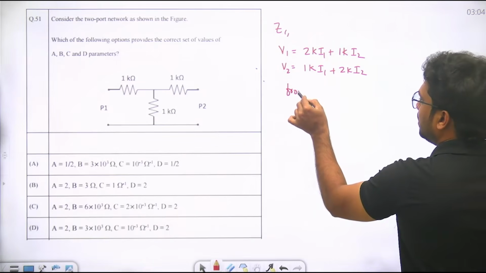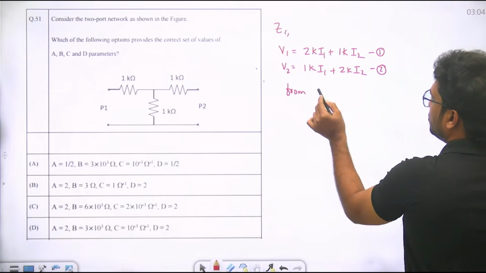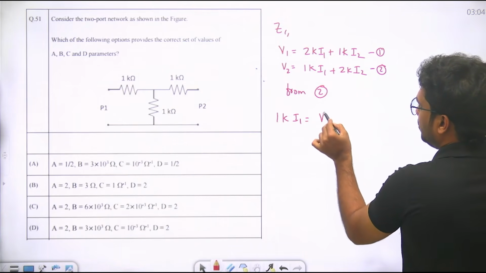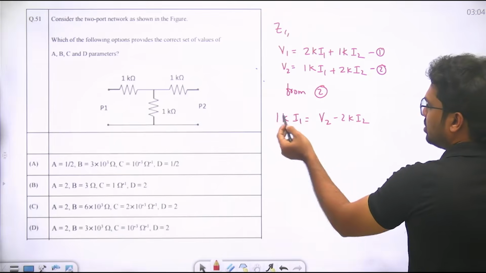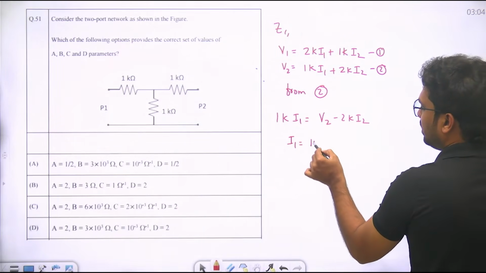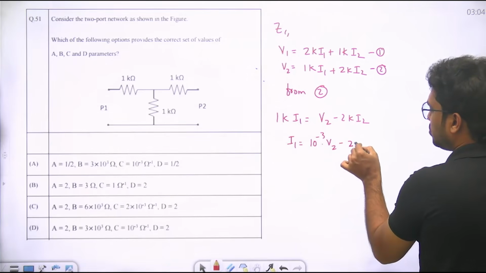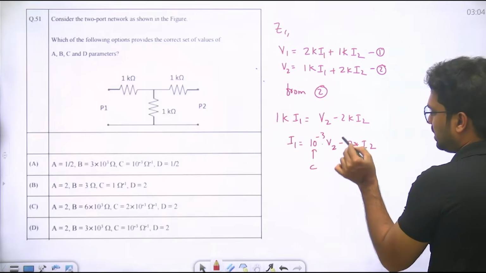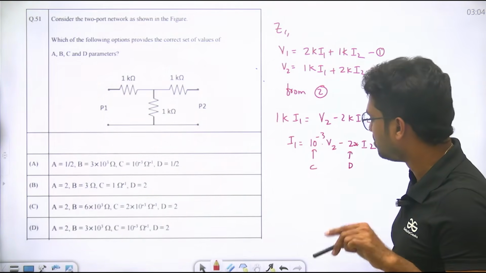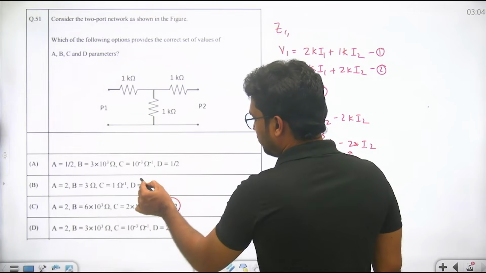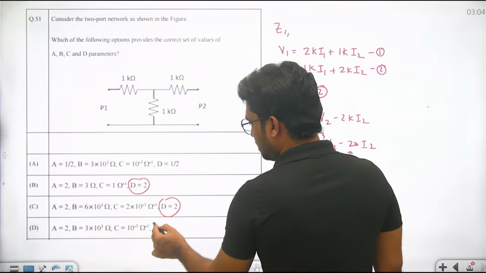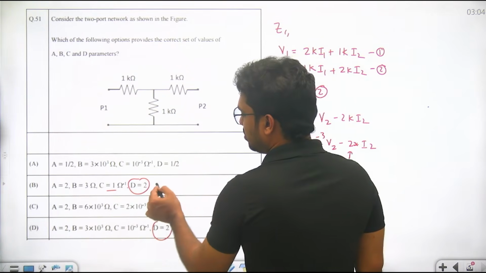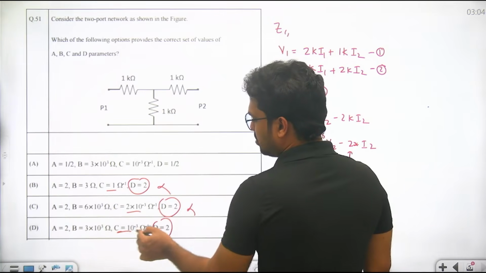Now, this is equation 1 and equation 2. From the equation 2, I can say 1K into I1 equal to V2 minus 2K into I2. So take this 1K other side, I1 equal to 10 power minus 3 V2 minus 2 into I2. So this will be my C and this will be my D. D must be 2, C must be 10 power minus 3. D equal to 2 in 4 options, right? 3 options. C equal to 10 power minus 3. C equal to 1, wrong. C equal to 2, wrong. C equal to 10 power minus 3, right answer.